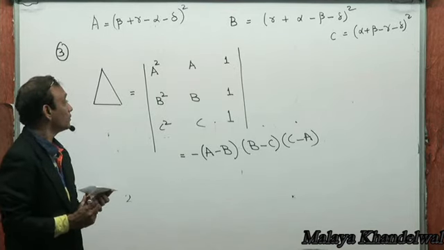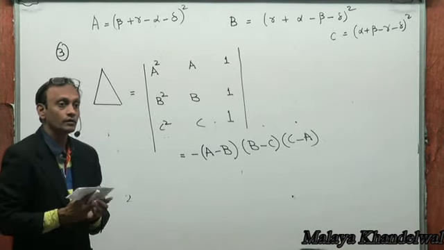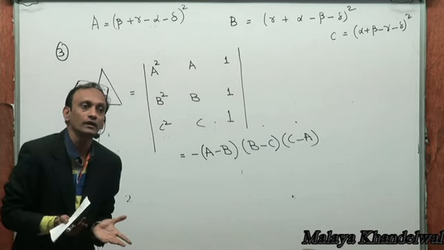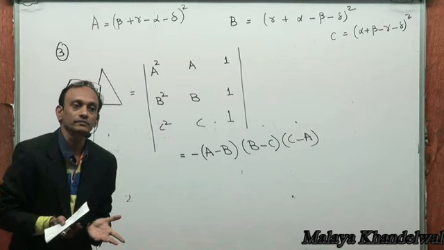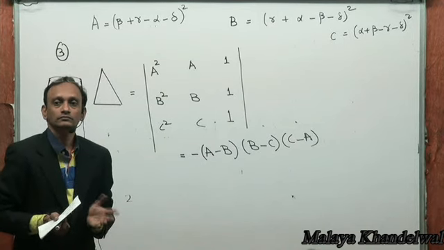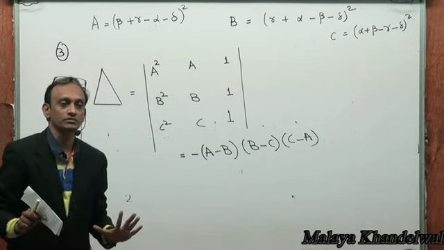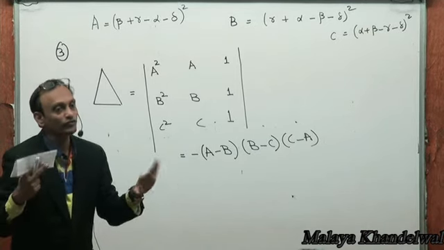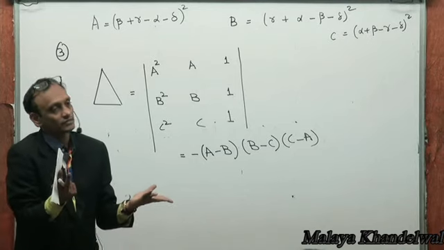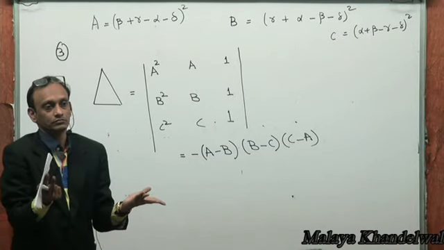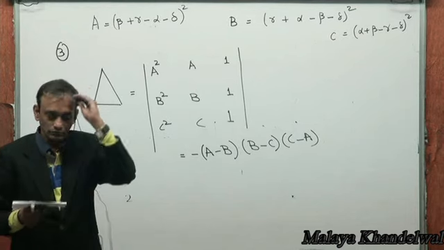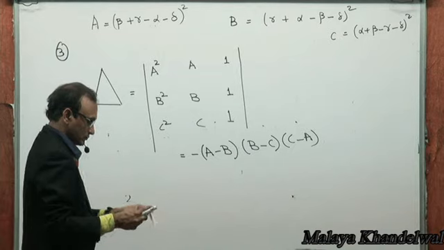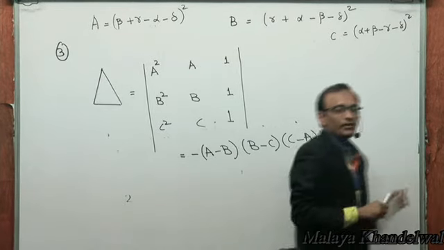Then also, it does not matter. Any two columns you interchange, the sign will become negative. It does not matter which two columns you change. If you are interchanging an even number of times, the sign will be retained. If you are changing an odd number of times, the sign will change. All right. Simple, right?